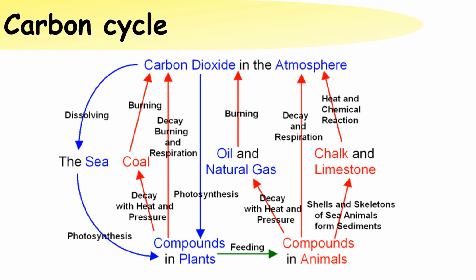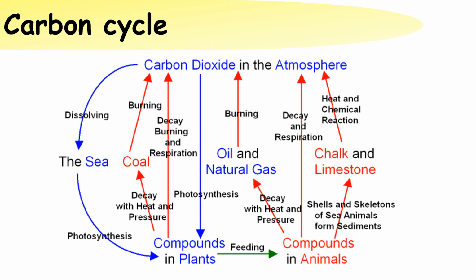The plants can be eaten by animals. These animals can die and decay, which releases carbon dioxide into the atmosphere by the respiration of microorganisms. They can turn into oil and natural gas, which when burnt releases carbon dioxide back into the atmosphere.